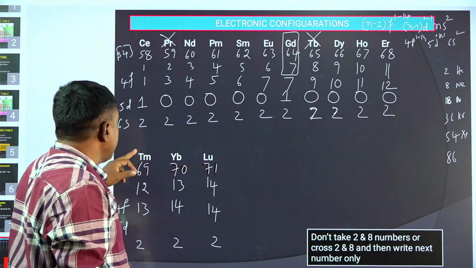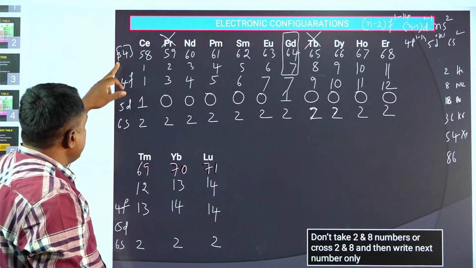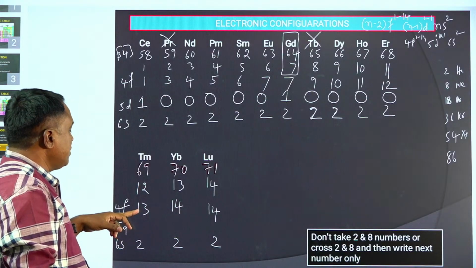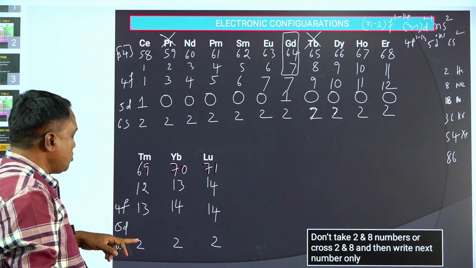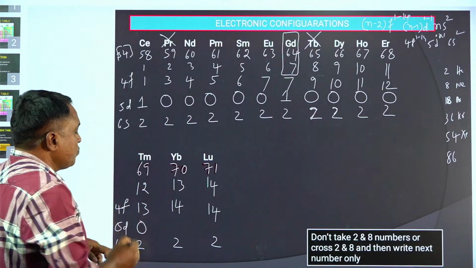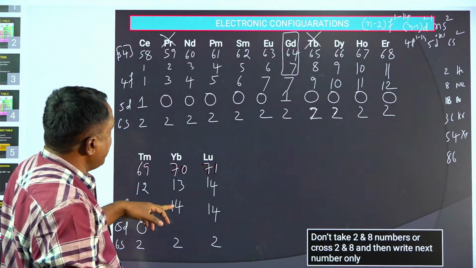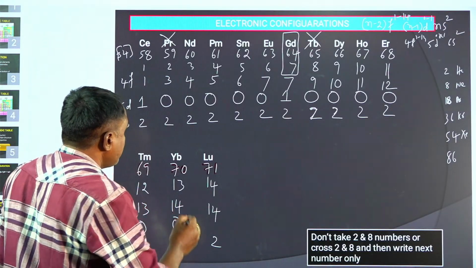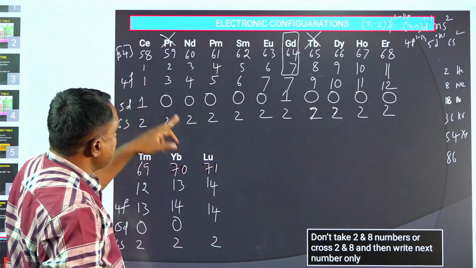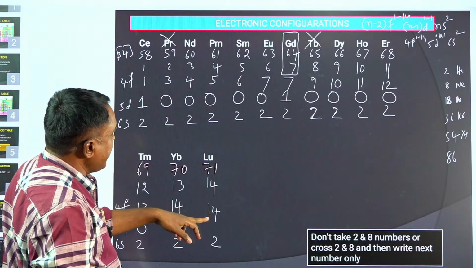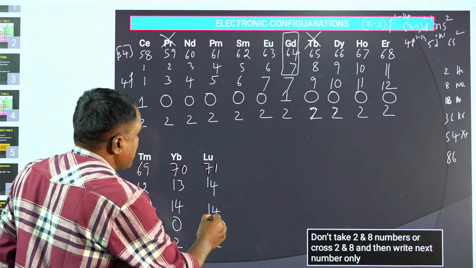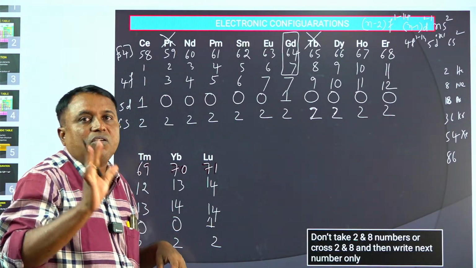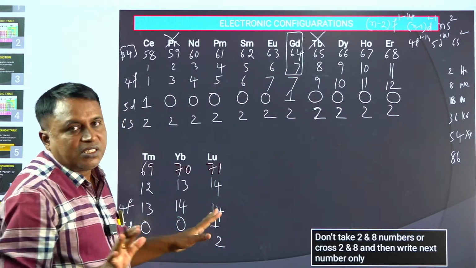But in the case of thulium, what now? 54 is the nearest noble gas. 54 plus 13 is 67, 67 plus 2, this is again 0. And 54 plus 14 is 68, 68 plus 2, again it is 0. And 54 is xenon, 68 plus 2 is 70, 70 plus 1. So therefore, this is the way to write electron configurations in the easiest way.